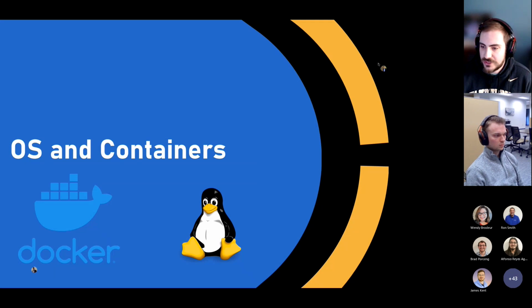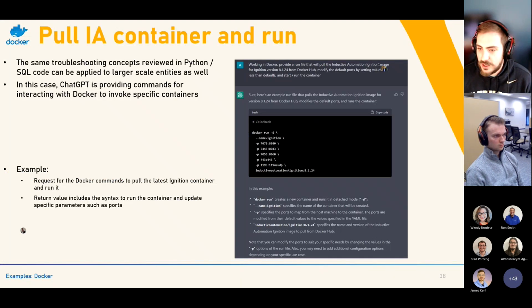Some other brief examples. These are not as common with what we do in the general day-to-day, but just to show that there are so many wide ranges of places that you can use this tool. We have some for OS and containers. So let's say I'm working in Docker and I'm not familiar with Docker syntax, and I say I want to run the latest Ignition container and change some of the ports. What does the syntax look like to do that? I can request that it gives me those Docker commands and include details about what syntax I want to change, and it will give me that starting code to run to actually accomplish that.